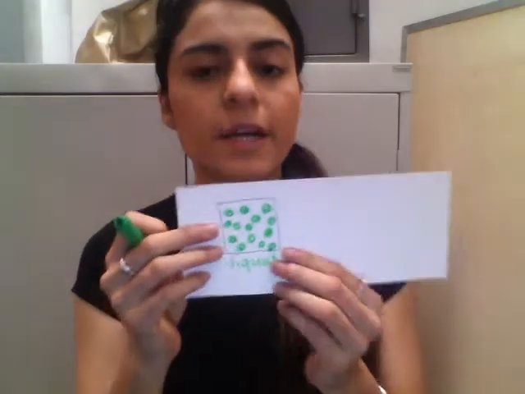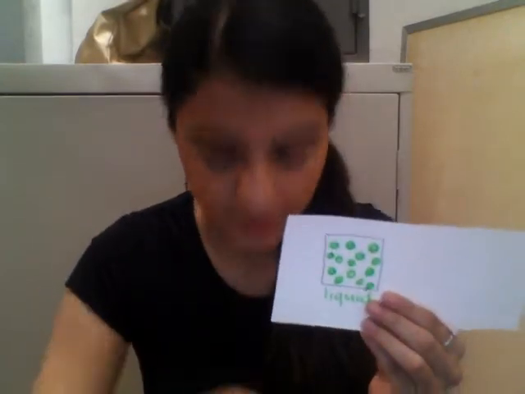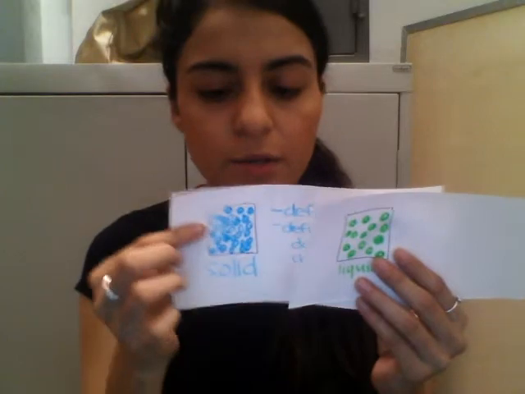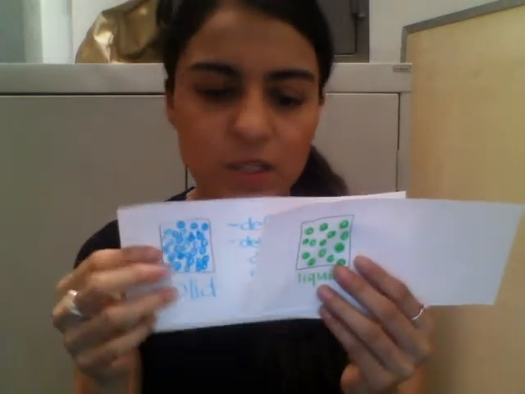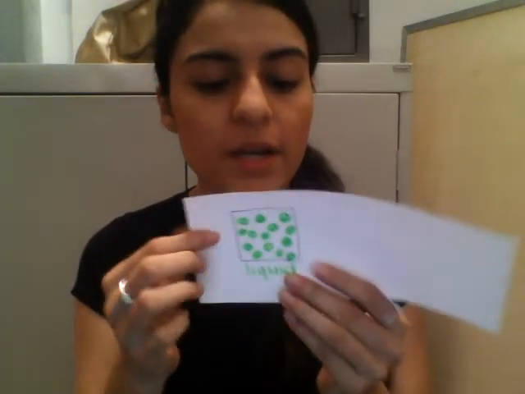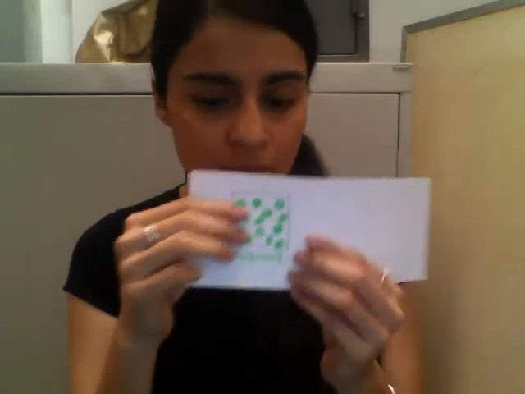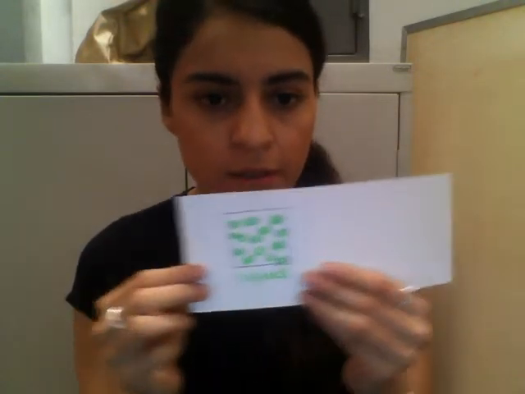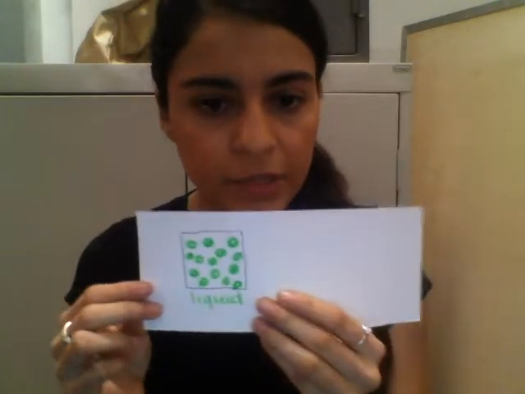Okay? Is everybody finished drawing the circles inside of the square? So again, this is how it should look. You can refer back to your solid drawing that had a lot of molecules and not really much space to move. But in the liquid there is more space that the molecules can move around. Okay?